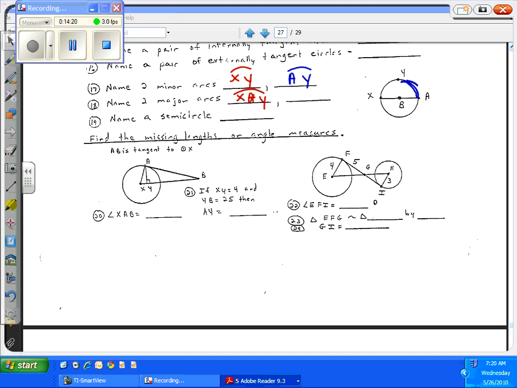If from Y to A, the short way around is a minor arc, then from A to Y, the long way around, is a major arc. So a major arc would be AXY. We name the major arc with three letters and the minor arc with two letters.